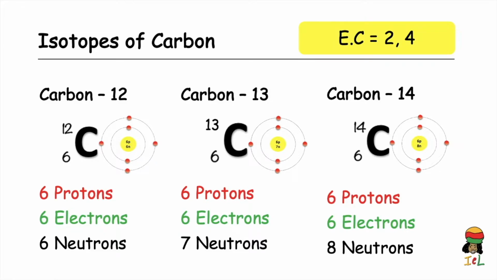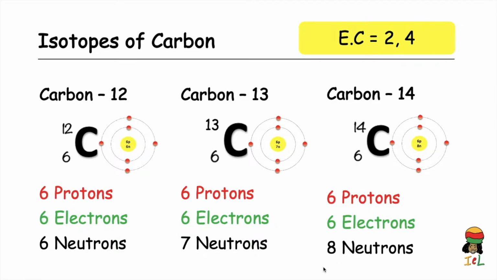However, the number of neutrons differs. Remember, we calculate the number of neutrons by subtracting the atomic number from the mass number. As a result, carbon-12 has 6 neutrons. 6 from 12 gives us 6. Carbon-13 has 7 neutrons. 6 from 13 gives 7. And carbon-14 has 8 neutrons. 6 from 14 gives 8.